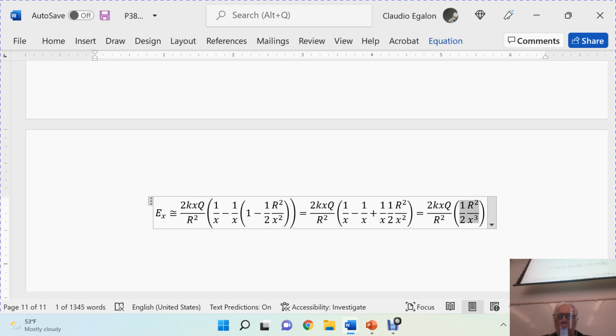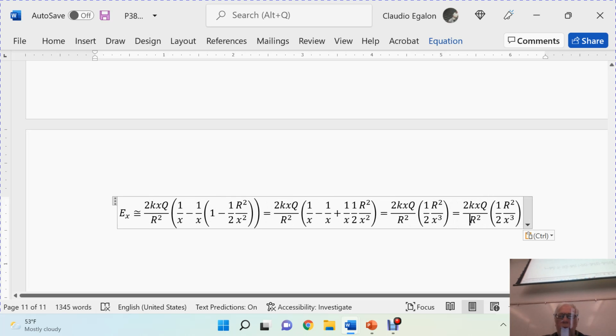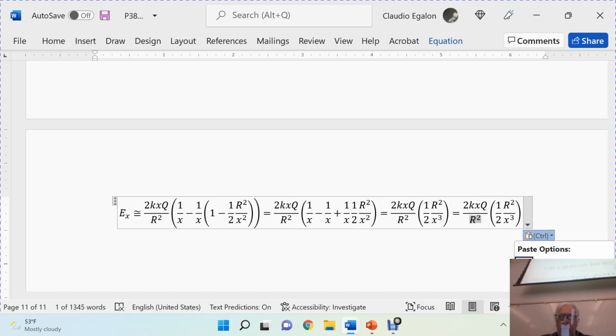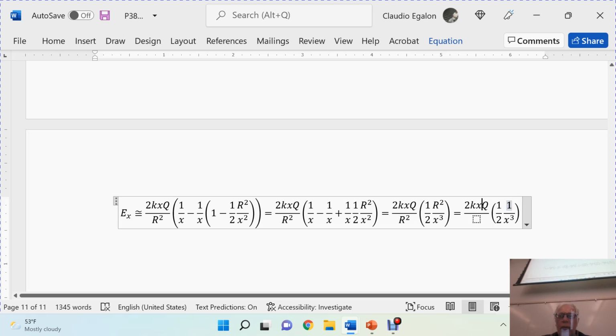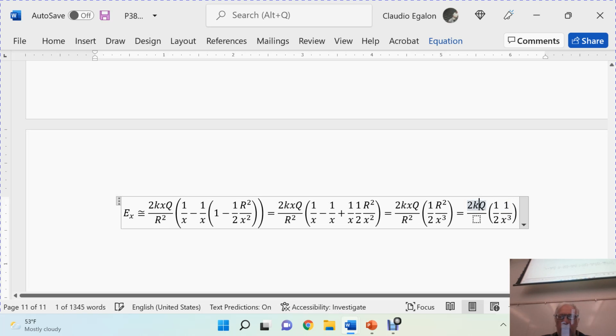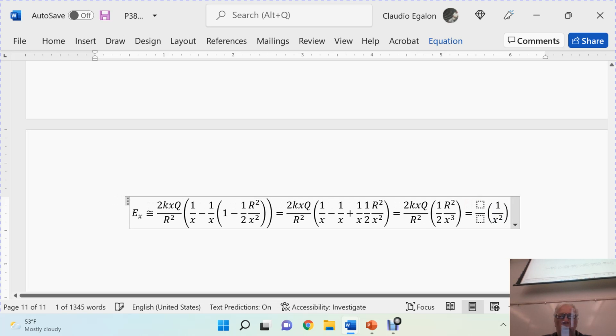Okay. What else can we do? Oh yeah, there's more we can do. Let's see, one more. There is r squared here, cancels out with the r squared. Okay, this x cancels out with this x. The 2 cancels out with the 2. Okay. 2kq over x squared.